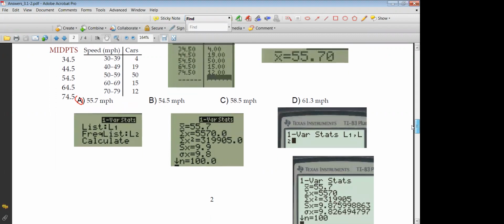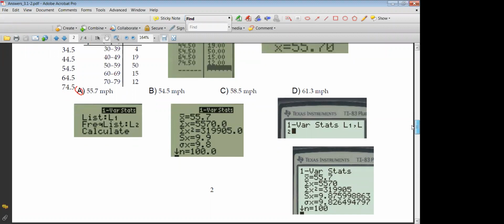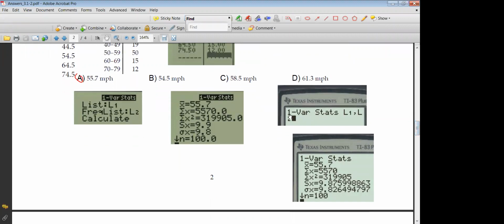However, if you have an 83 or an 84 that behaves like an 83, when you go to stat, you arrow over to calculate one variable stat, here's what you're presented with. The calculator goes, hey, one variable stat, and then it just looks at you, it flashes. You have to manually tell it where your values are. In this case here, my midpoints were in L1, but here's the key thing. My frequencies are in L2. I have to separate those 2 with a comma. You'll never have 3 lists.